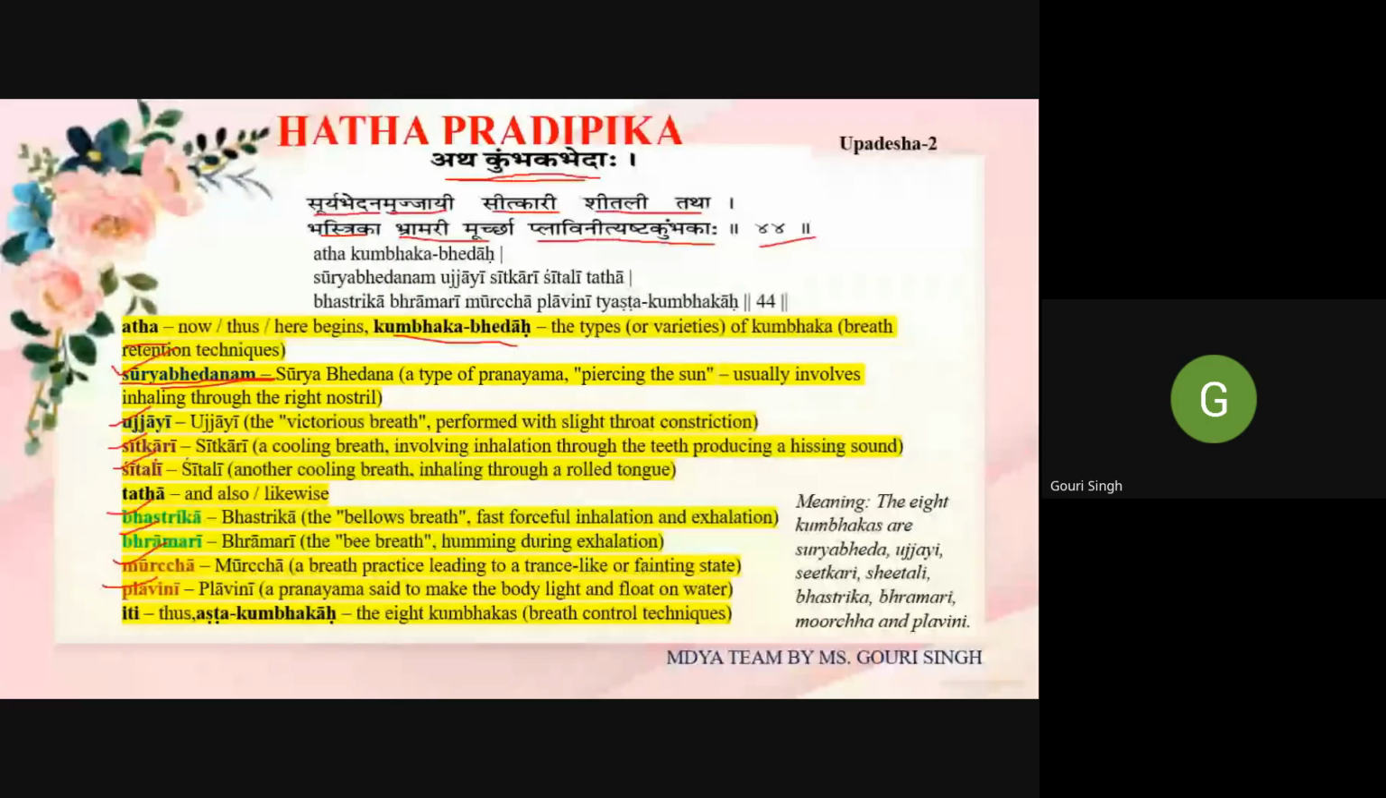Eighth is Plavini. So these are the 8 kumbhakas described in Hatha Pradipika. If you remember, Surya Bheda is also there in Yogbis, Ujjayi is also there, Sitli is also there, and Bhastri is also there. These 4 are present, but 4 more are present in Hatha Pradipika as extra: Sitkari, Bhramari, Murcha, and Plavini. These 4 are the extra ones.